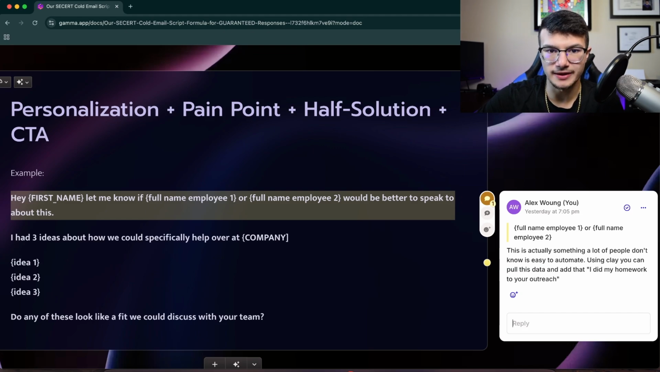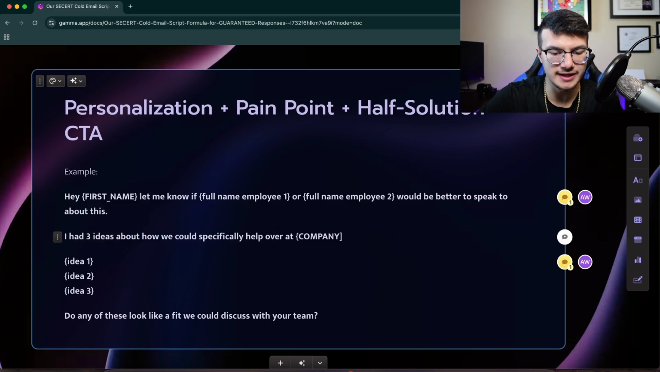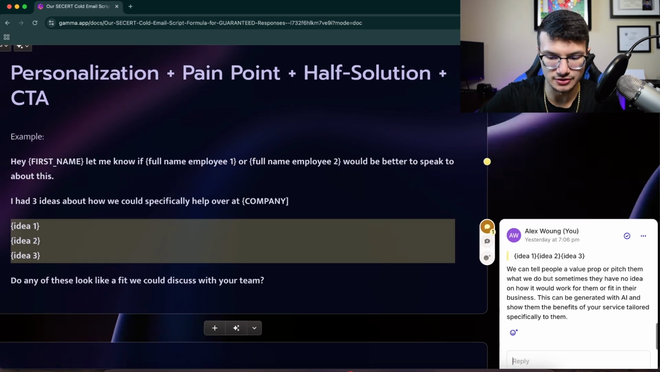And this is actually something a lot of people don't know is really easy to automate. Using Clay, you can pull this data and add, I did my homework to your outreach. Again, as I said before, you're showing that you actually spent time on this instead of just sending it to everybody. Makes it more likely to them wanting to respond. I had 3 ideas about how we could specifically help over at company. 3 ideas. This is huge, and this is why I'm going to tell you.